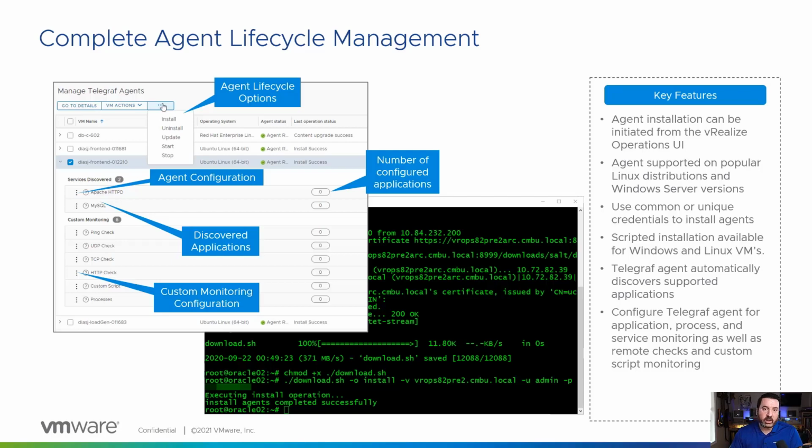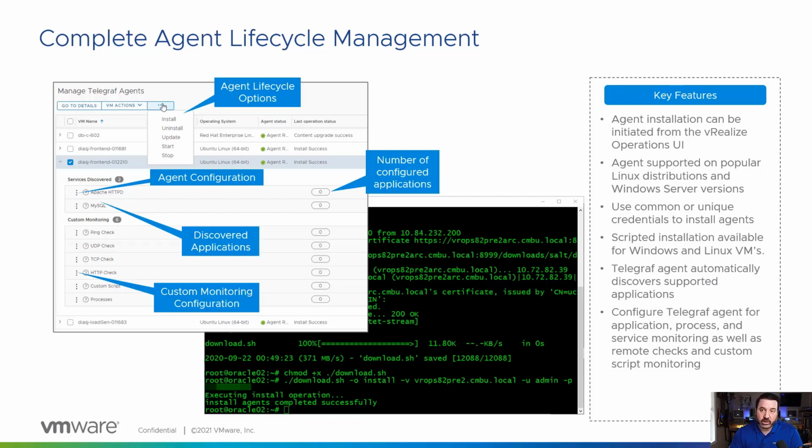The scripted install actually makes things a whole lot easier, right? If you're not into leveraging REST APIs, the scripted install is a great way to incorporate this into your automation. But here, really just showing the UI within vRealize Operations 8.6, where we can go to install the agent, update it, start it, stop it, and then also configure the applications that were discovered here.